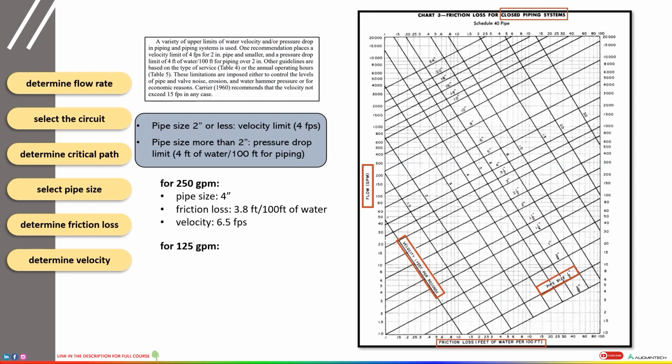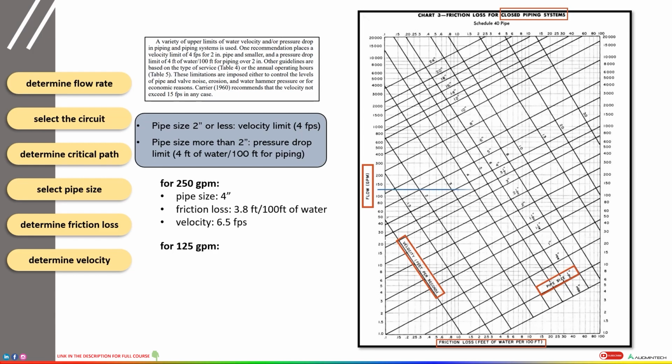Next, we'll determine the values for 125 GPM flow. As we already know, in the primary circuit, there are two types of flows in different sections of the pipe, 250 GPM and 125 GPM. So for 250 GPM, we have already determined all the values. Now it's time to determine the values for the 125 GPM flow pipe section.